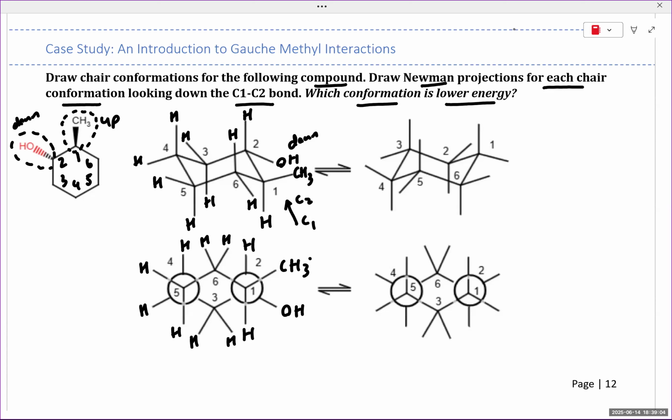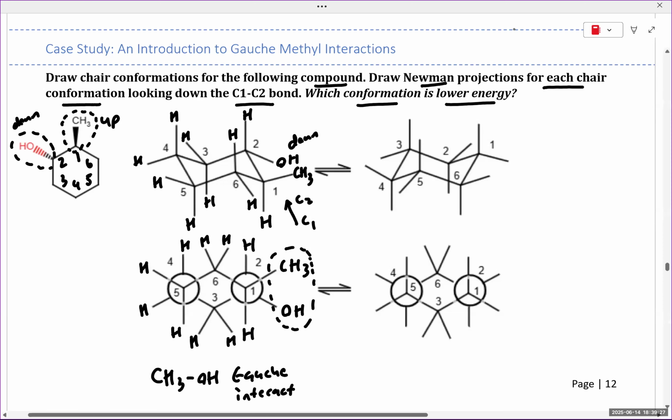As we can see here, we have a methyl hydroxyl interaction, and this is an interaction that we've seen before. What do we call this interaction when we have two substituents separated by a 60-degree dihedral angle? This is a gauche interaction. And this costs about 2.1 kilojoules because our A value is about 2.1 kilojoules.